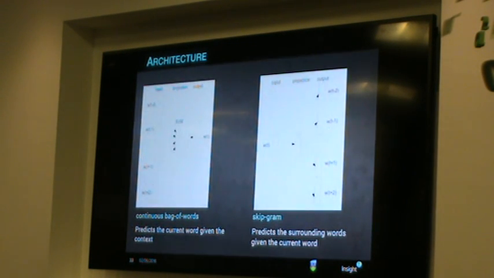And people started using Word2Vec for pretty much everything. So now there's Word2Vec, there's Sense2Vec if you're using sentiment, there's LDA2Vec, which is something you mentioned before, which is combining with topic models and so on.